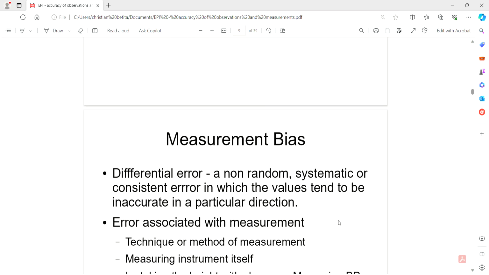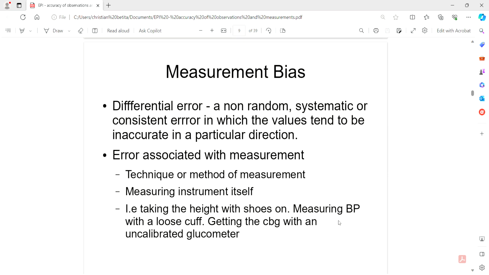In contrast, your measurement bias is your differential error, a non-random, systematic, or consistent error in which the values tend to be inaccurate in a particular direction. So in the example earlier of measuring the height with the shoes on, the measurement will be off by plus the height of the sole. So if the height of the sole is 2 cms, then the measurement will be off by plus 2 cms.